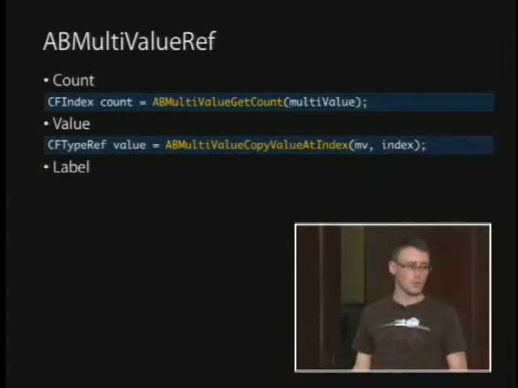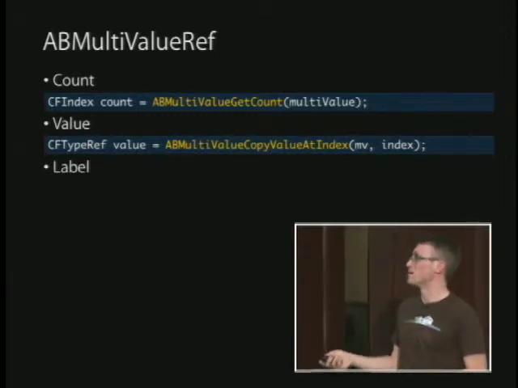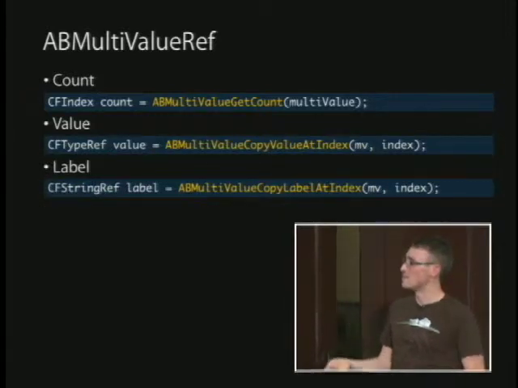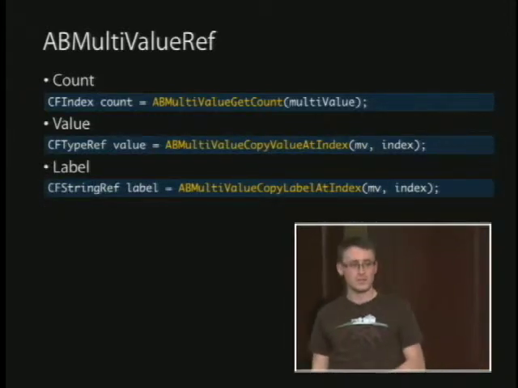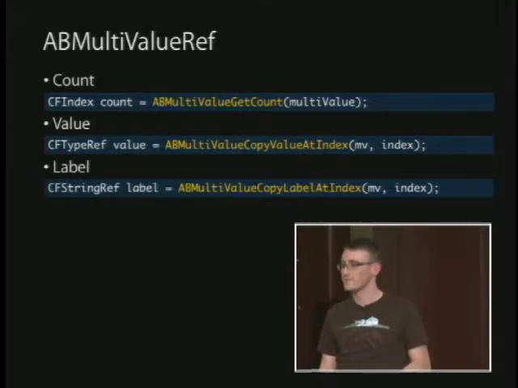You can say it's my home phone, my cell phone, my fax machine, my car mobile, my pager, etc. So you can have a label. And it's very similar to the previous one. The label is always a string, and you get it through AB multi-value copy label at index.